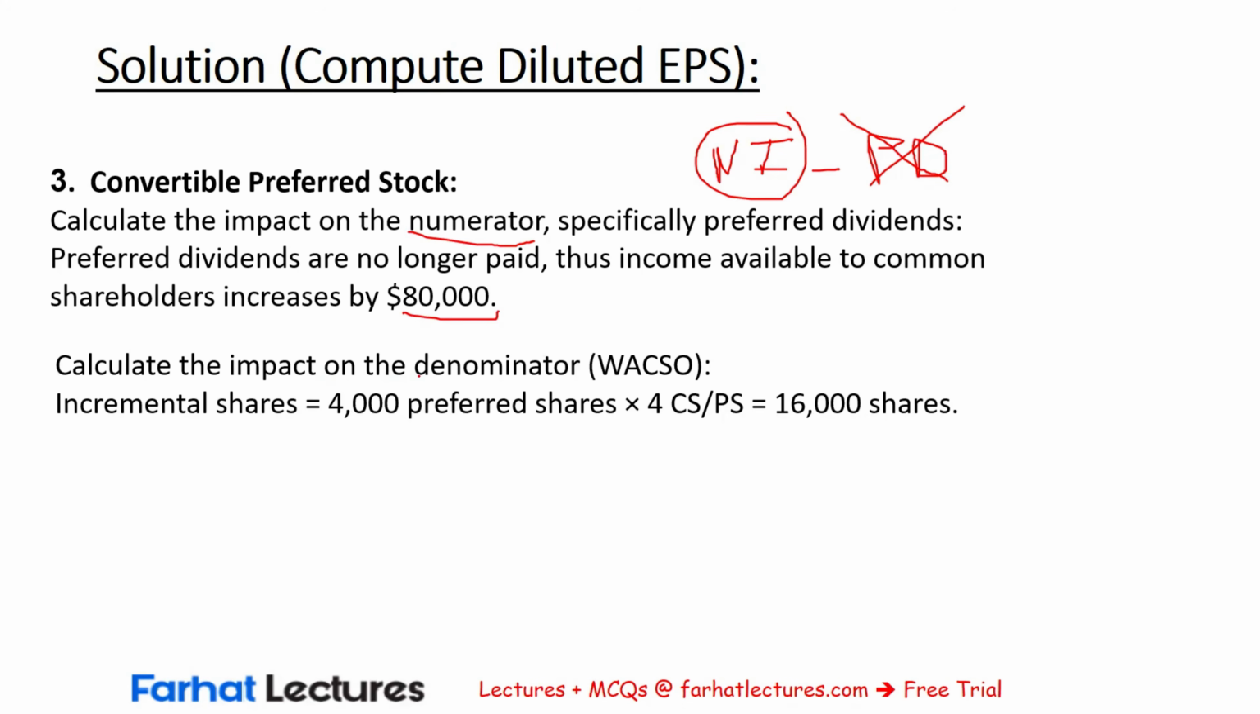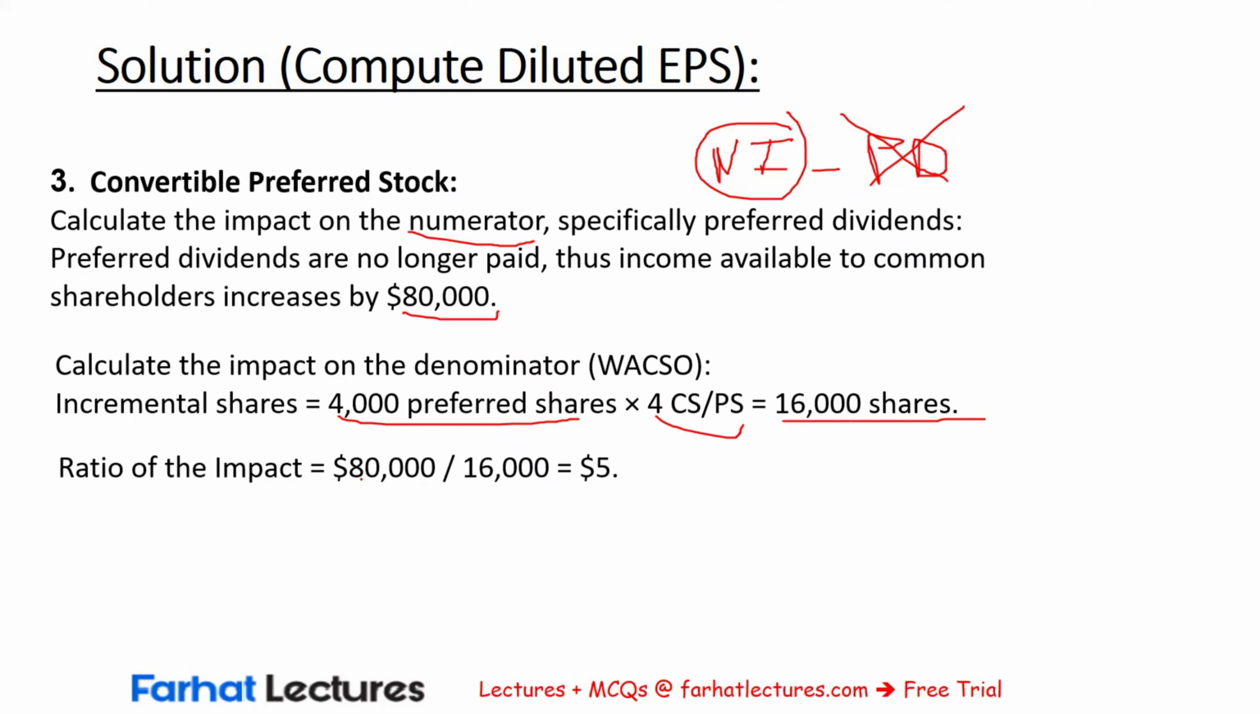Next, we're going to calculate the impact on the denominator. The incremental shares are the 4,000 preferred shares multiplied by 4 common stock per preferred stock, because each preferred share is convertible into 4 common stock. 4,000 multiplied by 4, the incremental shares are 16,000.